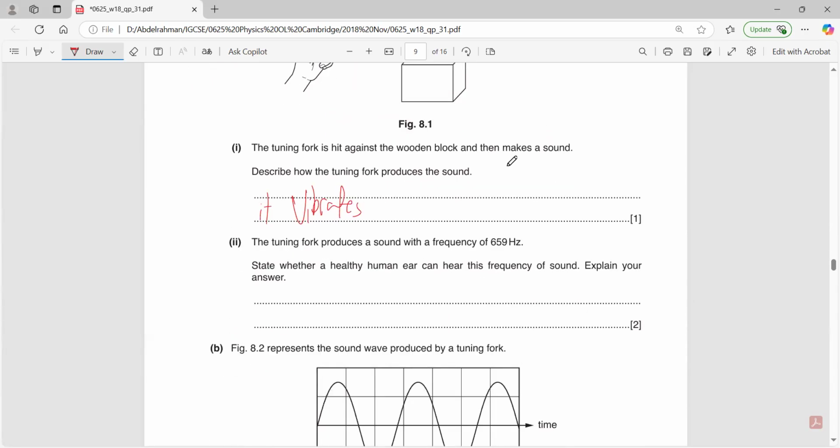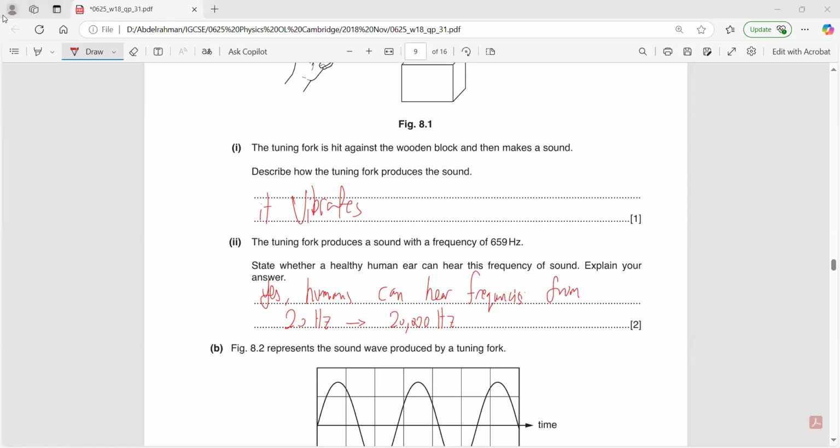The tuning fork produces a sound with a frequency of 659 Hz. State whether a healthy human ear can hear this frequency. Explain your answer. Yes, because humans can hear frequencies from 20 Hertz to 20,000 Hertz. No, this is not an echo. Humans can hear from 20 Hertz to 20,000 Hertz.